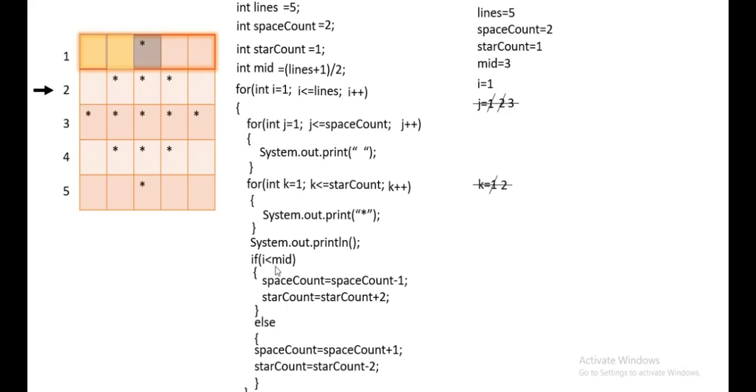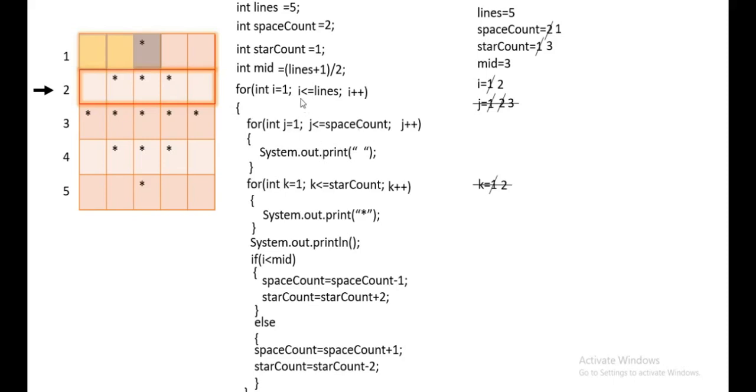Then if i is less than or equal to mid, meaning 1 is less than or equal to 3, reinitialize these variables: space count equals space count minus 1, so space count becomes 1 and star count becomes 3. The else block is not executed because this condition is true. Then go back to i plus plus, i becomes 2, so the second line is selected.